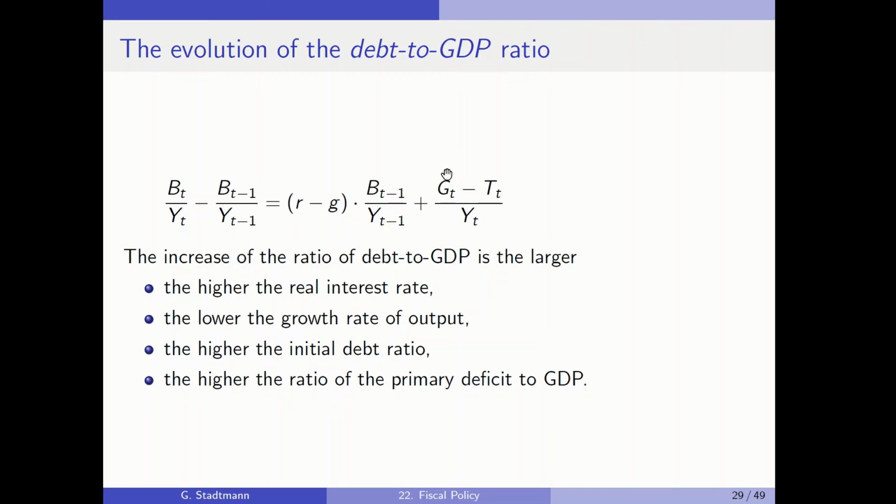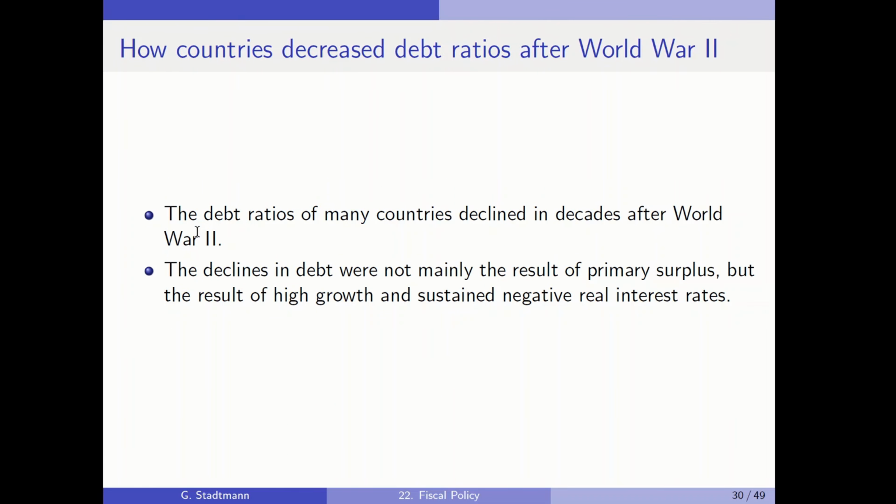And the last term, this is the ratio of the primary deficit to GDP. Of course, a country which is running a government budget deficit will see this debt ratio increasing over time. In the textbook, there are some passages which are related to the question, how did countries decrease debt ratios after World War II?